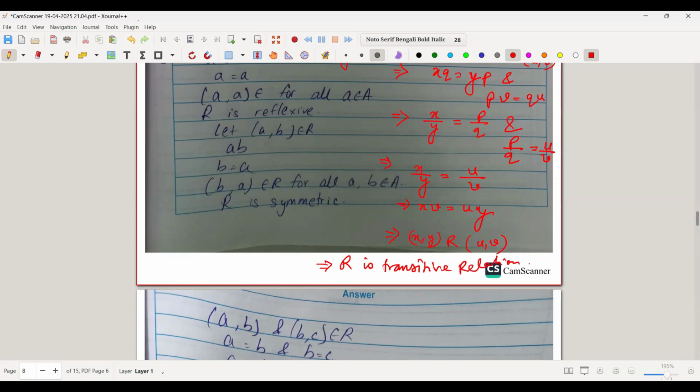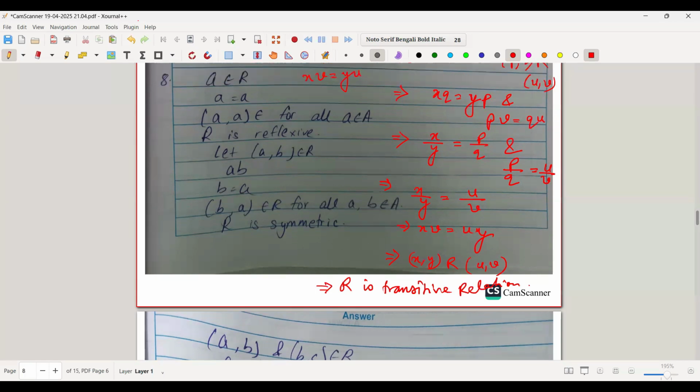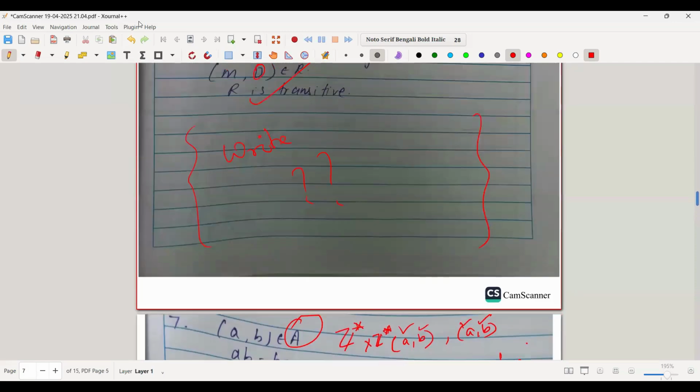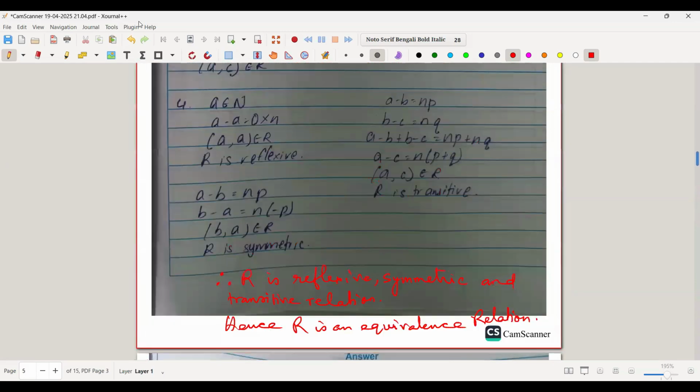So R is transitive, reflexive, and symmetric. Hence R is an equivalence relation. I hope next time you will write this at the end.